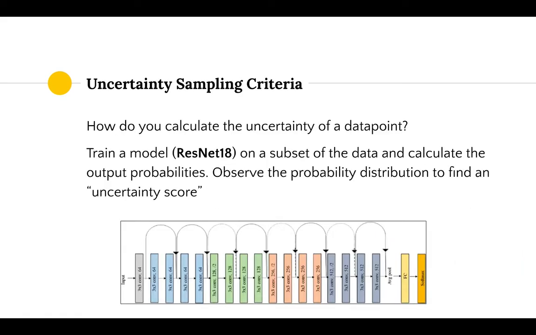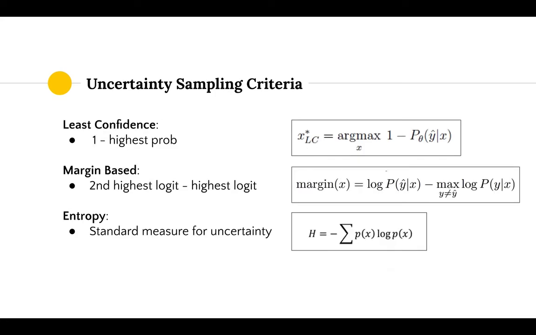So how do we even calculate uncertainty scores for data points if we don't have their labels? Well, we can train a ResNet-18 model and calculate class probability values. We can then observe the probability distribution to calculate an uncertainty score. More specifically, we use 3 different methods for calculating our uncertainty scores. Least confidence, which is 1 minus the highest probability, margin-based, which is the second highest logit minus the highest logit, and entropy, which is a standard measure of uncertainty with this formula.